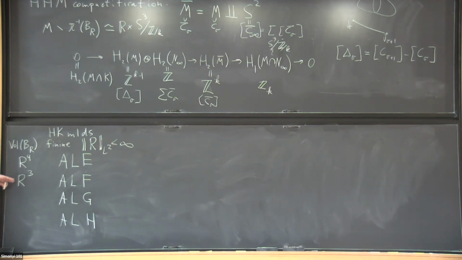Next, we know that there is nothing in between. There is no volume growth in between. So next, for ALG spaces, we can have some volume growth between, well, less than 3 and greater or equal to 2. The ALH spaces, anything with volume growth less than 2.